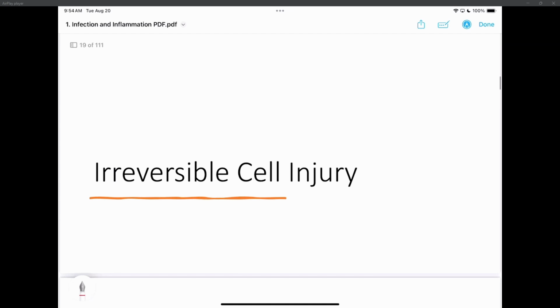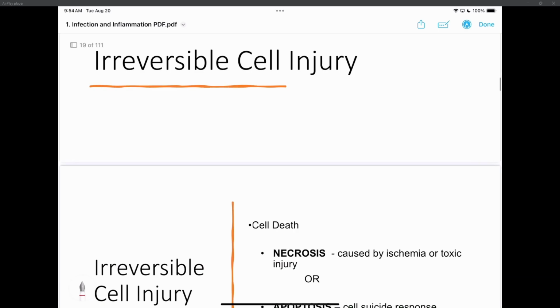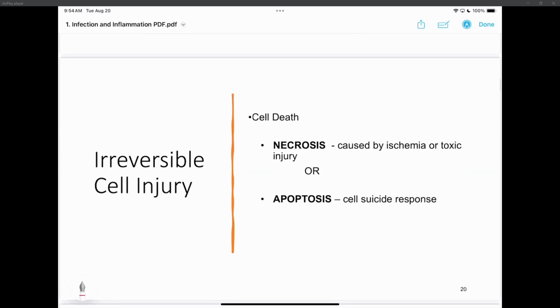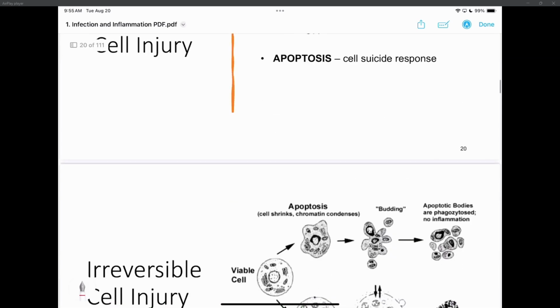Okay, those are ways that cells can adapt to injury and stress. Now let's talk about irreversible cell injury. Now this is all or nothing. Two things that happen to a cell. It can be necrosis, caused by ischemia or toxic injury, or apoptosis, just cell-induced suicide. This cell dies off. Obviously, apoptosis is better because nothing really bad happens, but necrosis, we're going to spend a lot of our time talking about this.